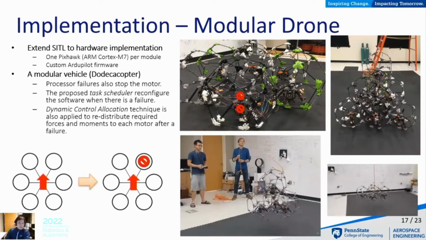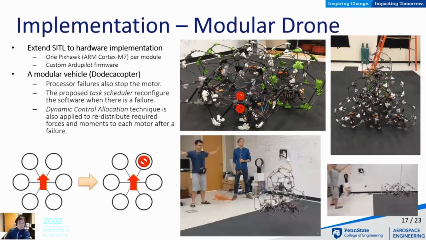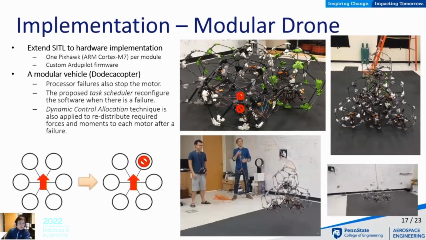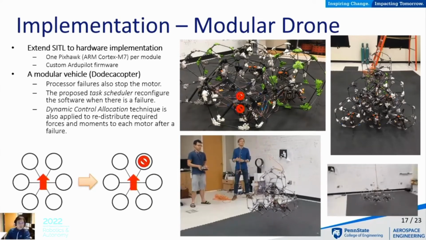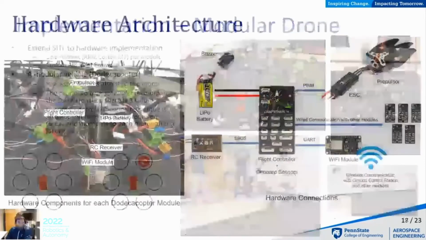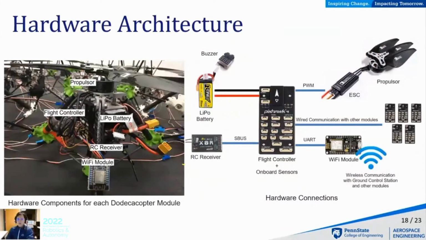Since the drone is designed to hold the avionics system and the motor within the same frame, it implies that failures on the processor will also lead to a stop in the motor operation. Each module of the dodecacopter contains several hardware components, such as the flight controller, remote control receiver, Wi-Fi module, battery, motor, and ESC.